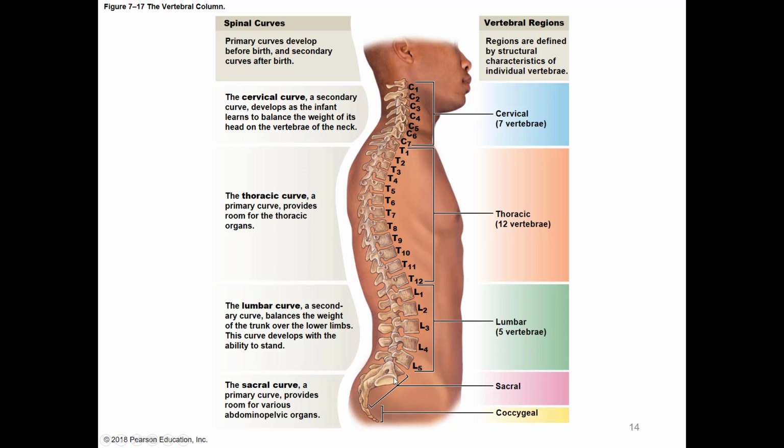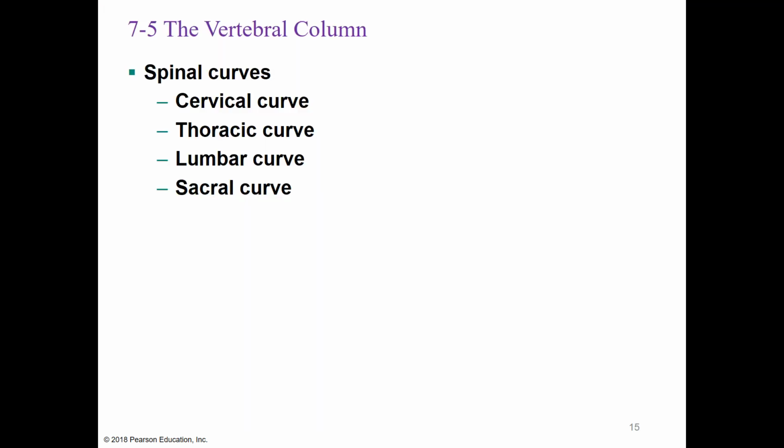And then we have the sacrum, and the coccyx, or tailbone. So we're going to look at some curves and also some regions of the vertebrae as well. Let's start with the curves. We have the spinal curves, which include cervical, thoracic, lumbar, and sacral. So let's start with the thoracic and sacral. So these 2 curves here.